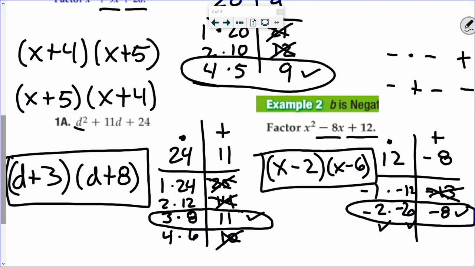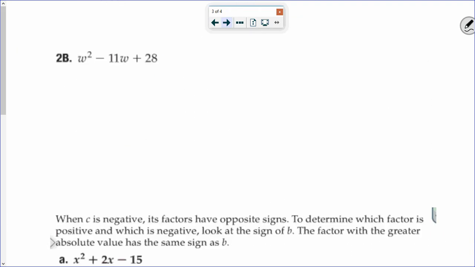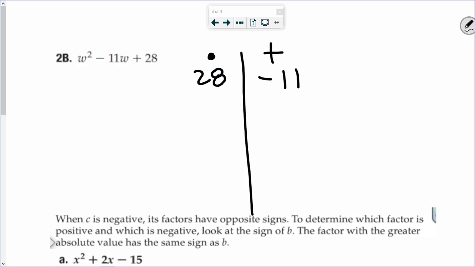All right. And we had another example like that where, again, we're looking to multiply to a positive 28 and add to a negative 11. So we list our factors. You guys can try this. Pause this. Try this one on your own.